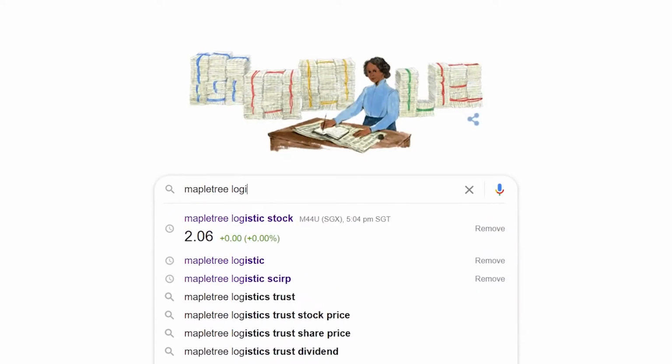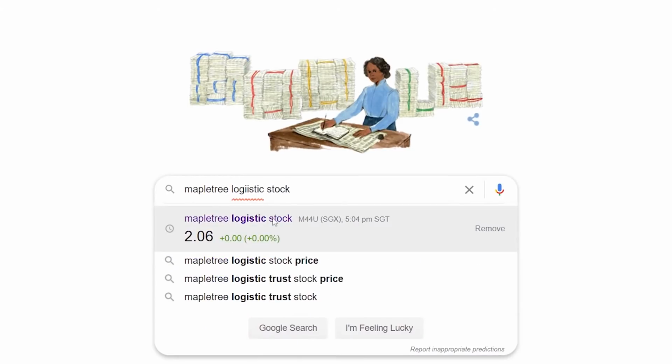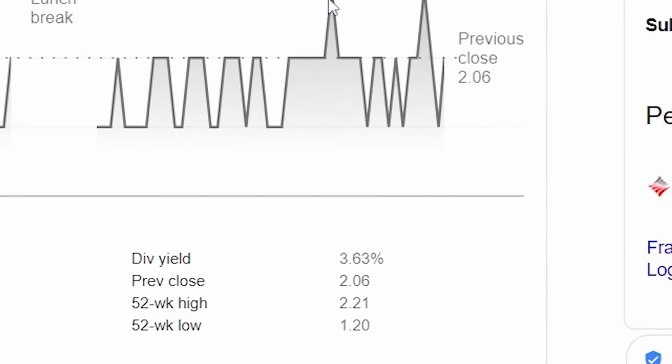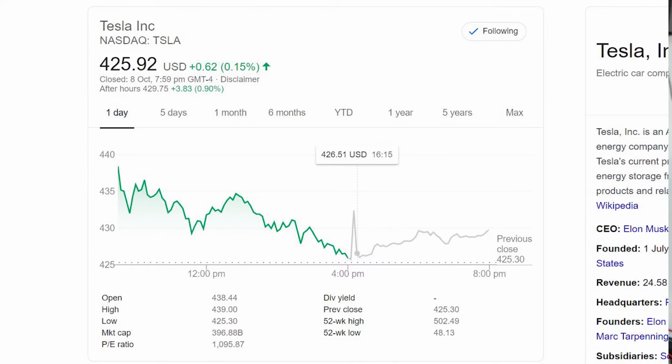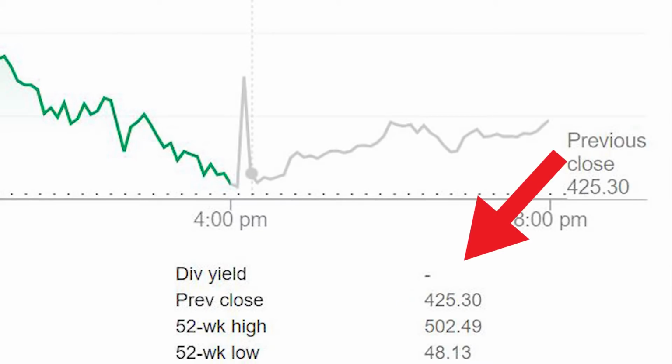As you may know already, company pays out dividends to their shareholders. But not all companies pay dividends. To know whether the company pays dividends or not, it is pretty simple. Just go to Google, search for the stock, like Mapletree Logistics stock. If that company has a dividend yield, it is a dividend paying company. But if the company doesn't pay dividends like Tesla, the dividend yield will be empty.